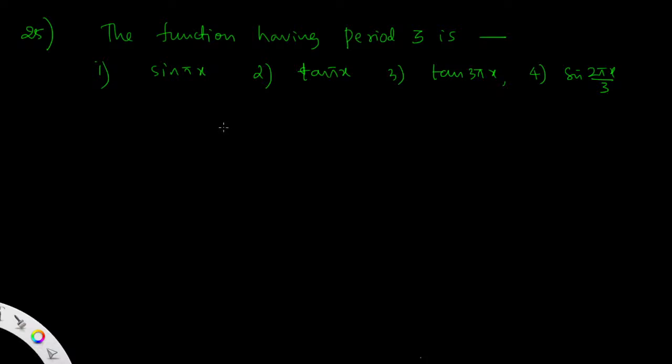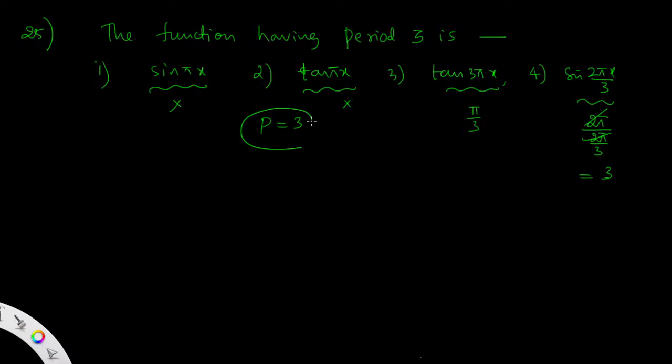Okay, the period has to be 3, we have to write. Checking by the options, it is 2 pi by 1, it is not possible. And this is tan pi x, nothing but 2 pi by pi x, it is not possible. And tan 3x is pi by 3, it will become. Then the option goes to 2 pi by 2 pi by 3, nothing but 3. So the fourth option is the correct answer.